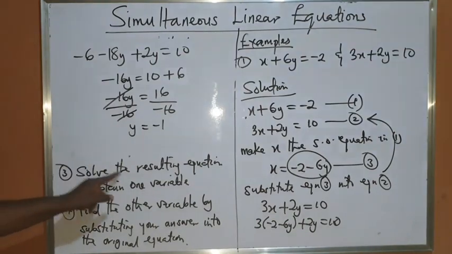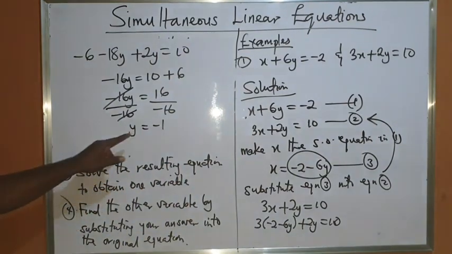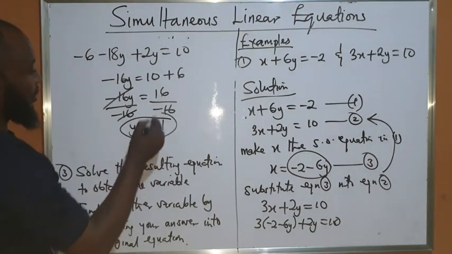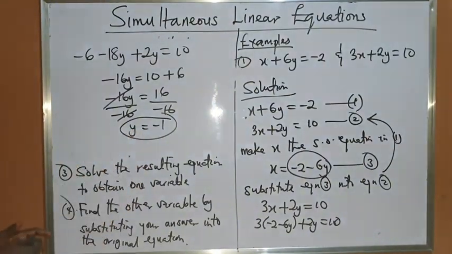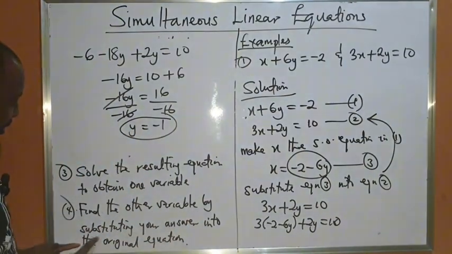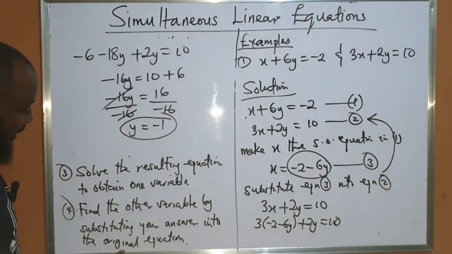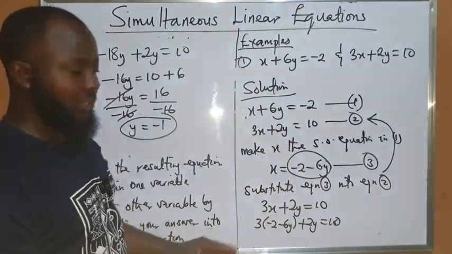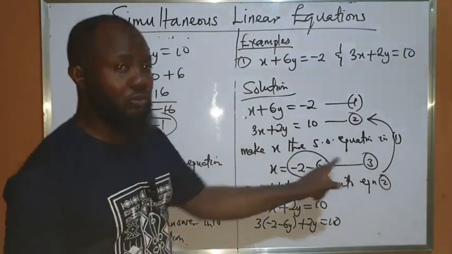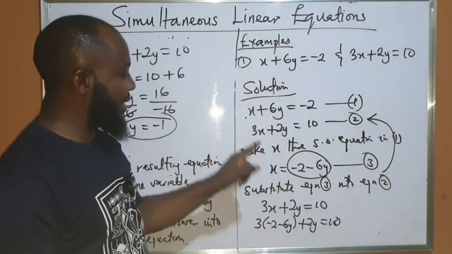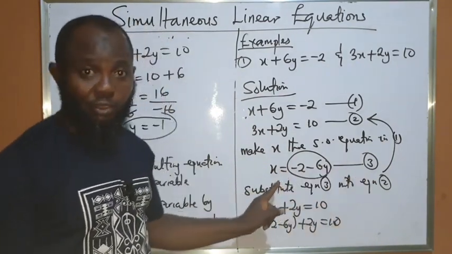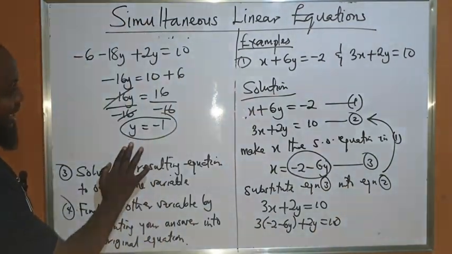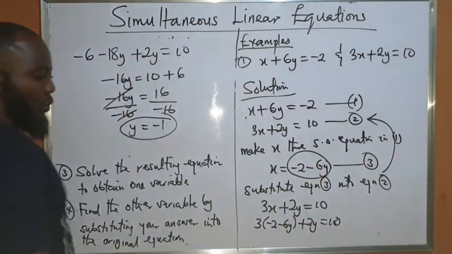So the next step is to solve the resulting equation, which we just did, to obtain one variable. Now we have obtained variable y, so it remains the variable x. Find the other variable by substituting your answer into one of the original equations. These are the two original equations, but we can decide to substitute into equation 3, because we have already made x the subject of the formula in equation 3.